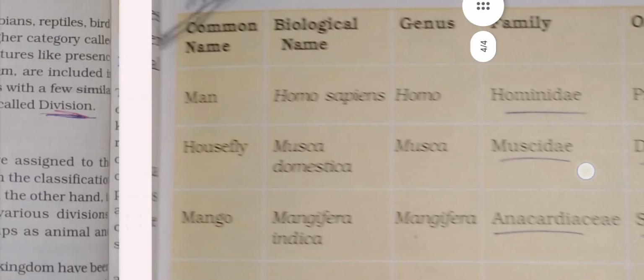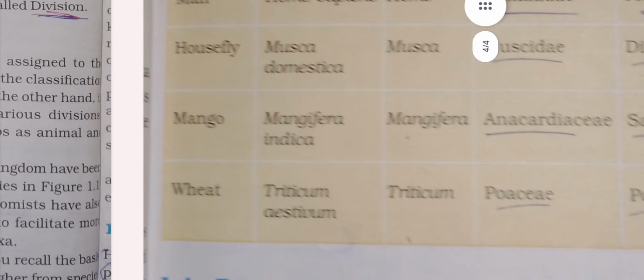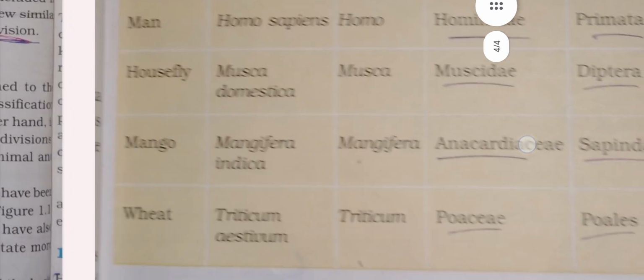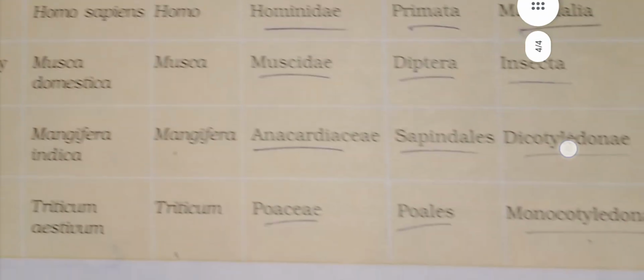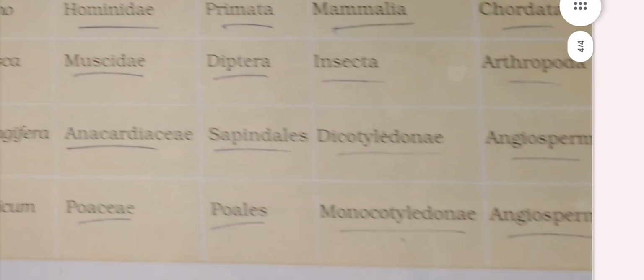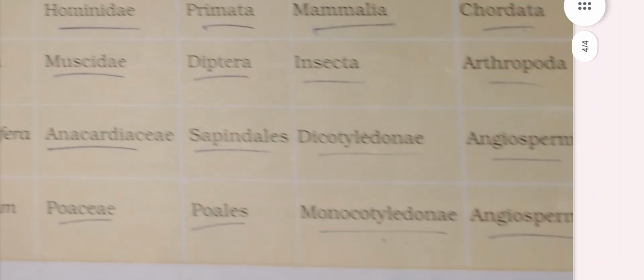In animals we say phylum, in plants we call it division. Wheat, scientific name is Triticum aestivum. Triticum is the genus. Family is Poaceae, and order is Poales. Class is Monocotyledon, and phylum is Angiosperm.